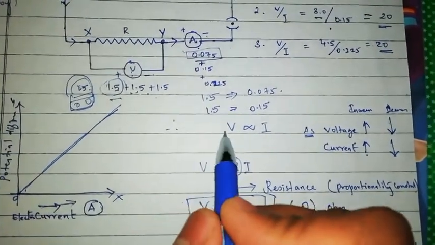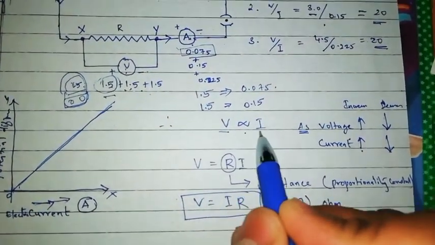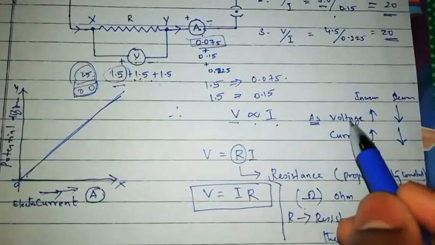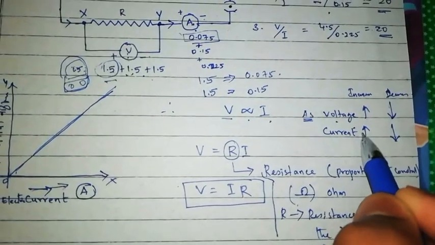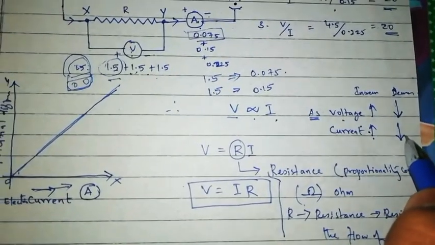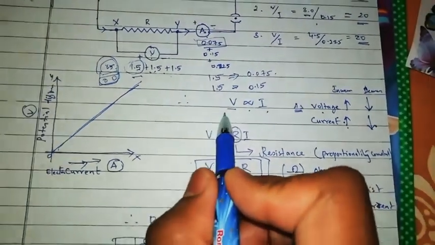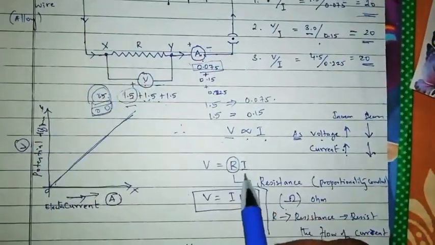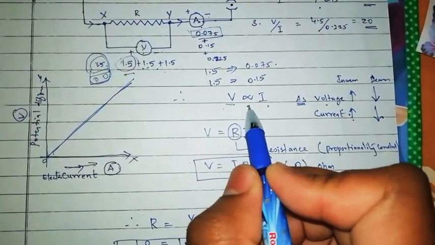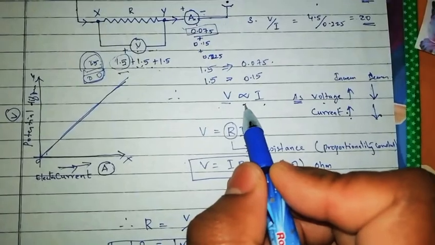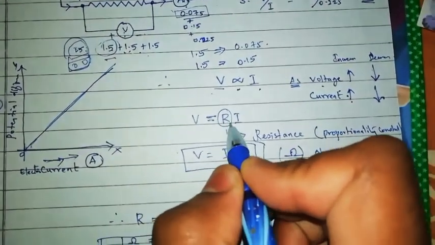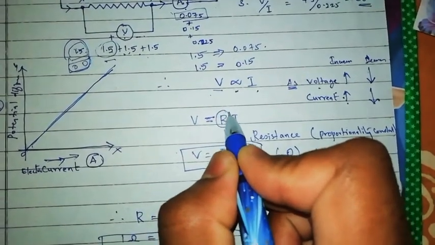So V is directly proportional to I. What is directly proportional? If I keep on increasing the voltage, the current will also increase. If I decrease the voltage, the current will decrease. You all understand? So V is directly proportional to I. If I want to take out this proportionality sign and make it an equal to sign, then I have to introduce one constant here.